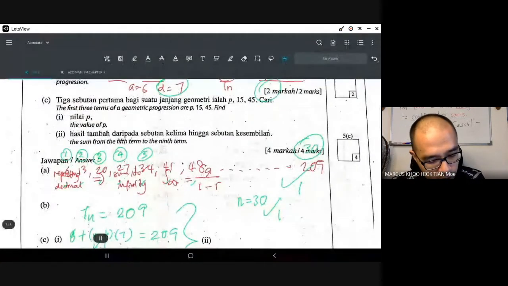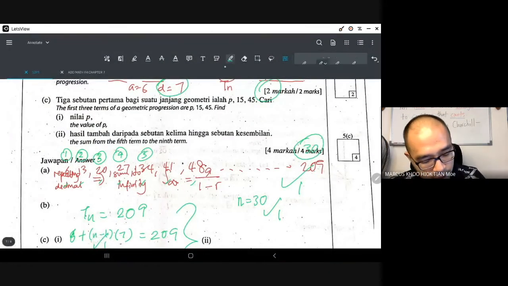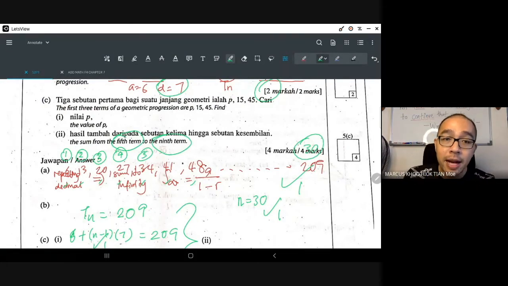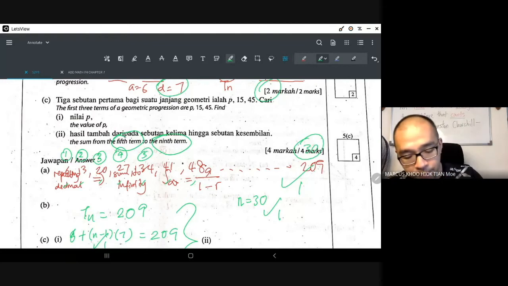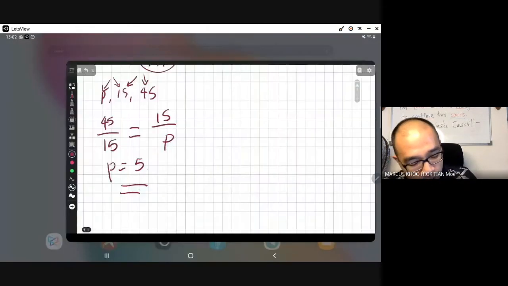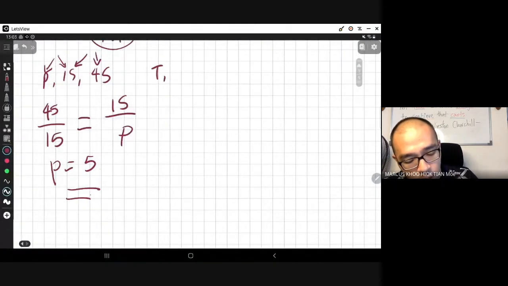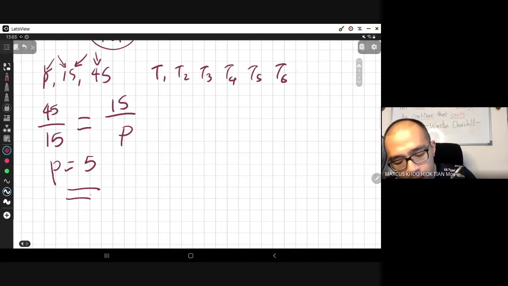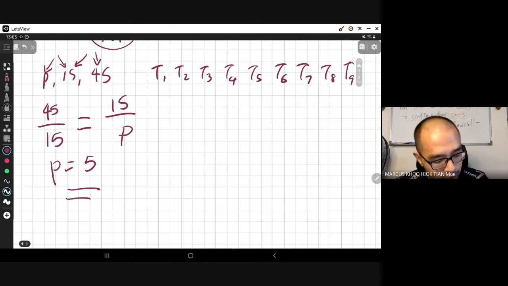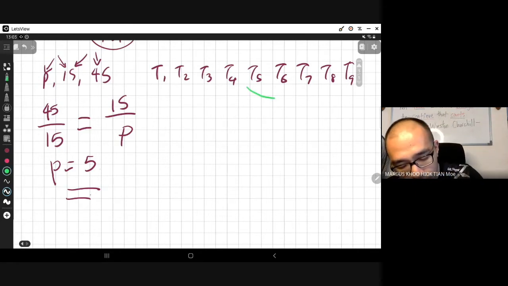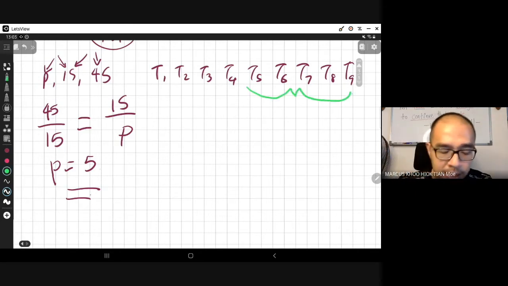Okay, the sum from the 5th term to the 9th term. This is the problem. That means what I want now is this: T1, T2, T3, T4, T5, T6, T7, T8, T9. I only want the sum of this part: T5 plus T6 plus T7 plus T8 plus T9.